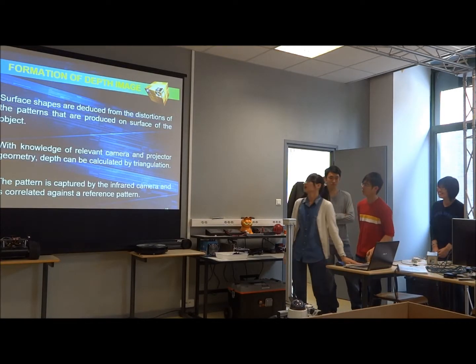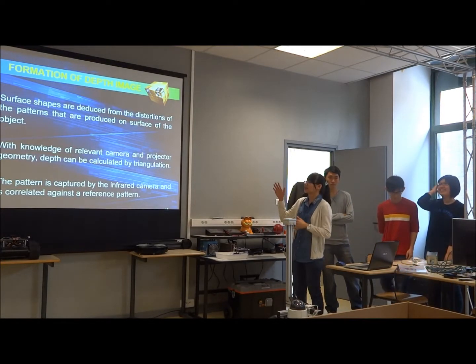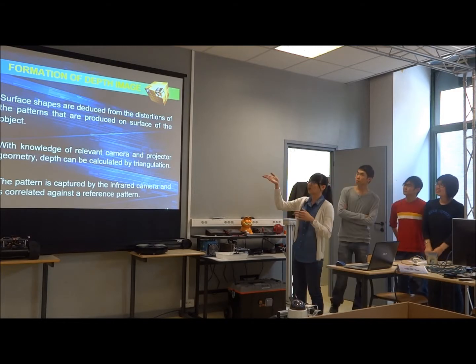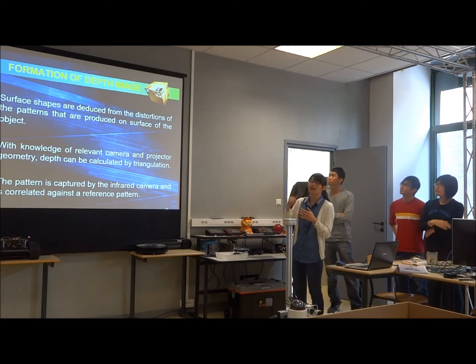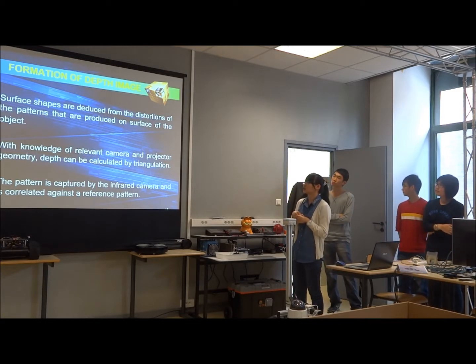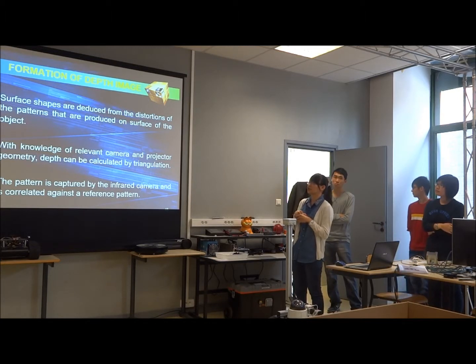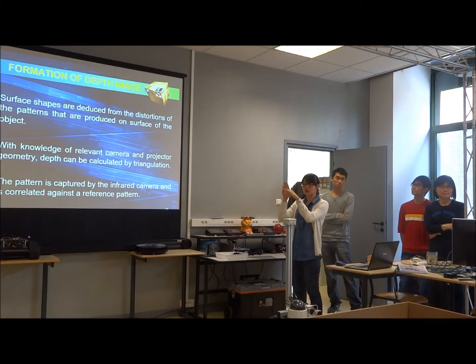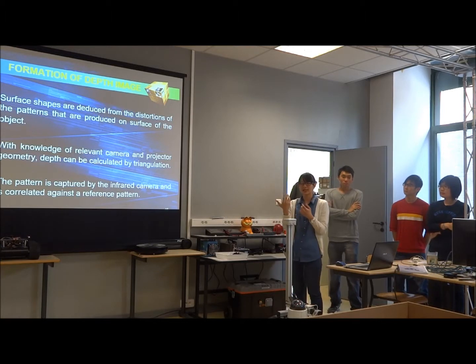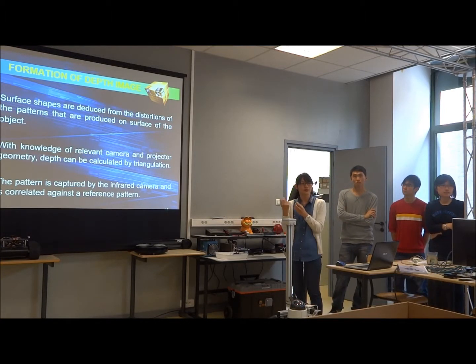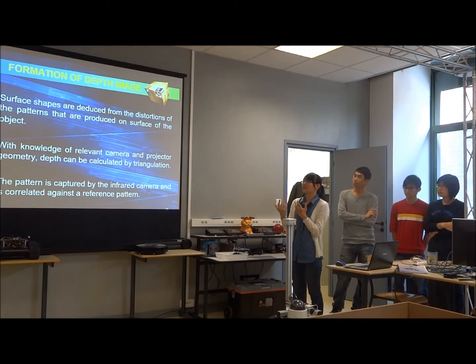Okay. So as you can see, the speckle pattern is exactly what we call the surface shapes deduced from the distortion of the patterns that are produced on the surface of the object. As you know, an object has some distortions, which are the reflections, the imperfect patterns. So these patterns are detected by the CMOS camera.